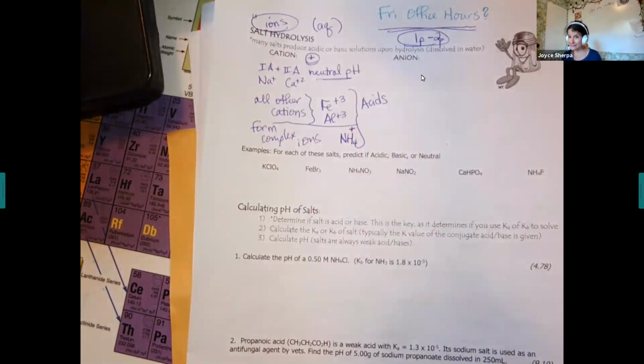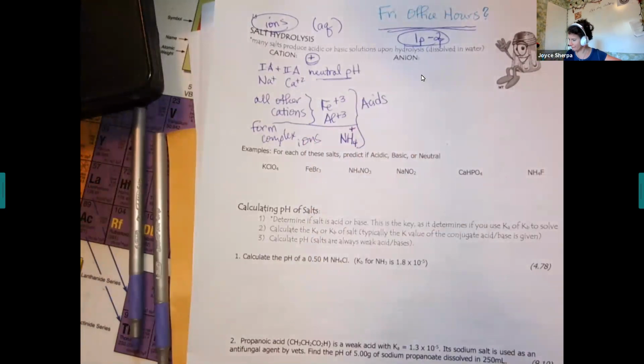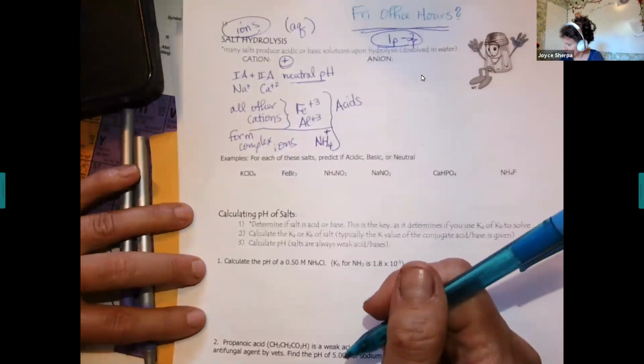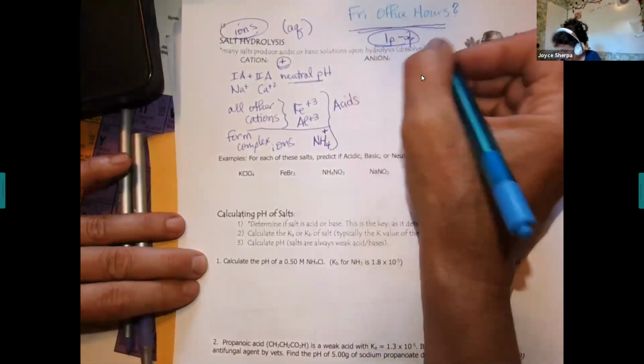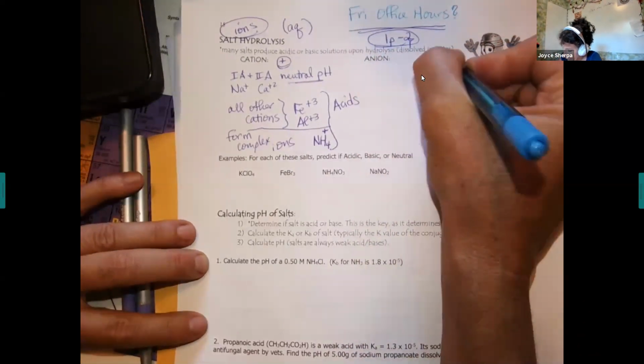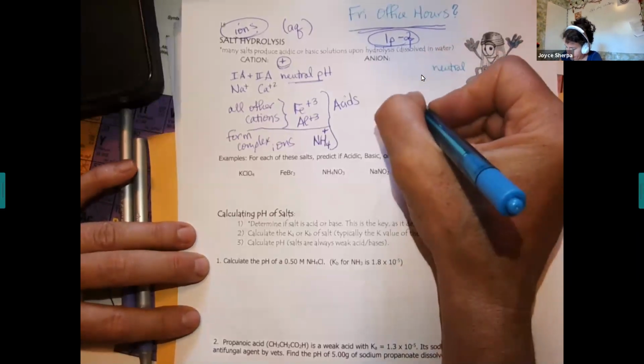All right, anions. I'm just always amazed, as there's certain things when I'm teaching at the board, it just flows, and having to write it, it just gets stuck in my brain. The anions, so you're going to have some that are neutral, and then all the others are going to be basic.